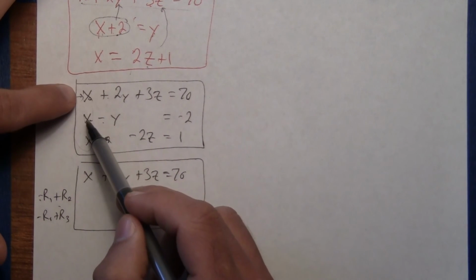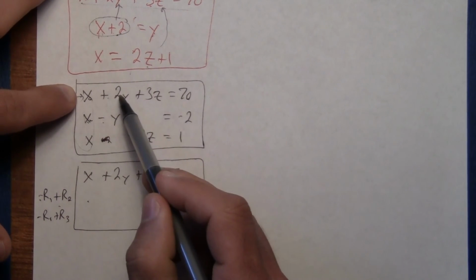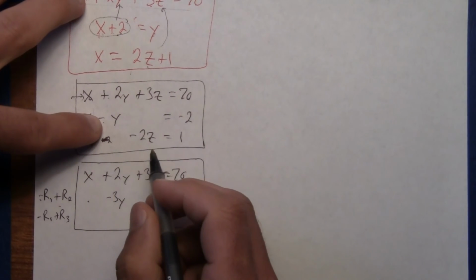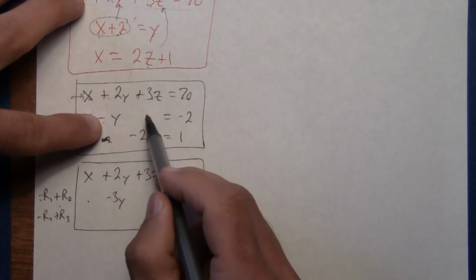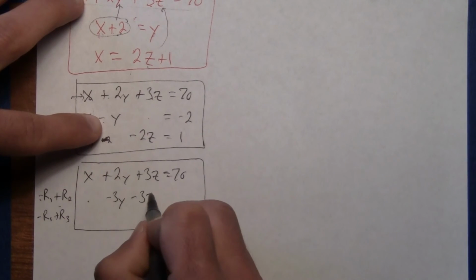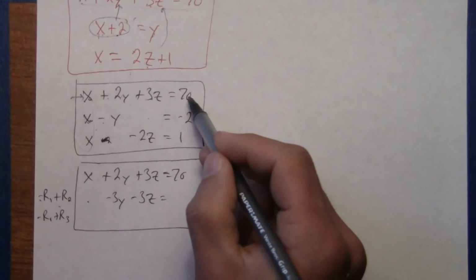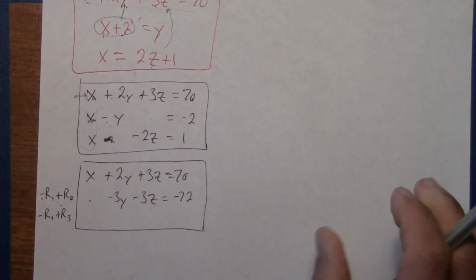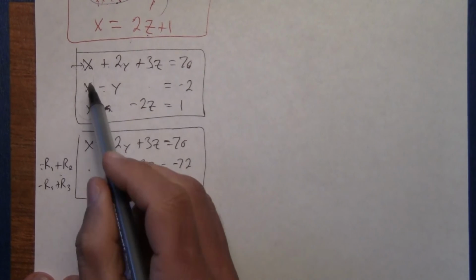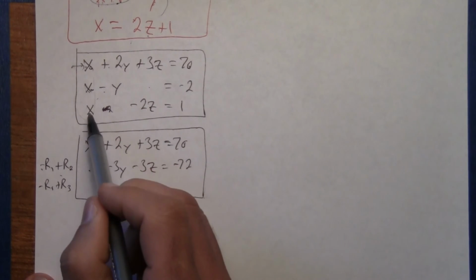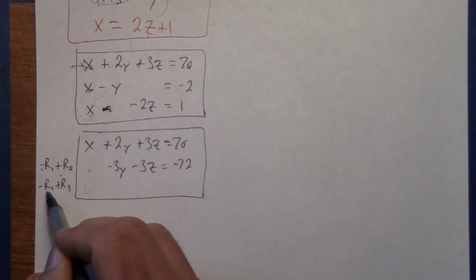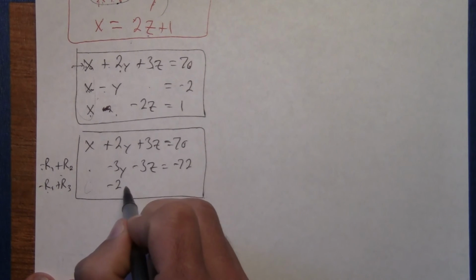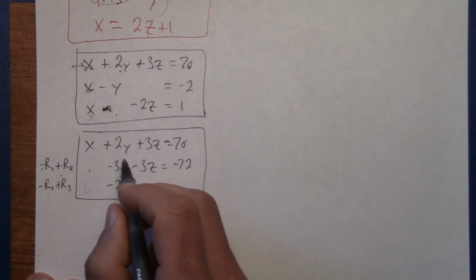That would give me -1 plus 1, or 0. Would give me -2 minus 1, or -3y. Would give me -3 plus 0, so -3z. And would give me -70 minus 2, or -72. Again, if you want to show the work on the side, more than welcome to. All right, same thing here. -1 plus 1 will give me 0 because I'm multiplying by negative 1. That'll become negative 2 plus 0, so negative 2y.